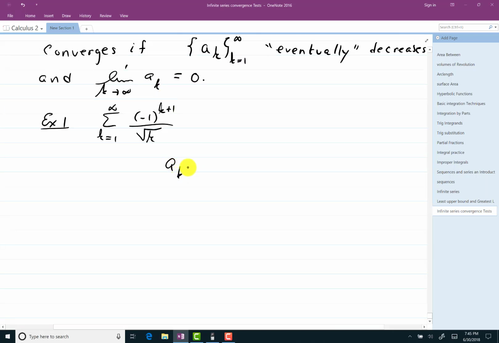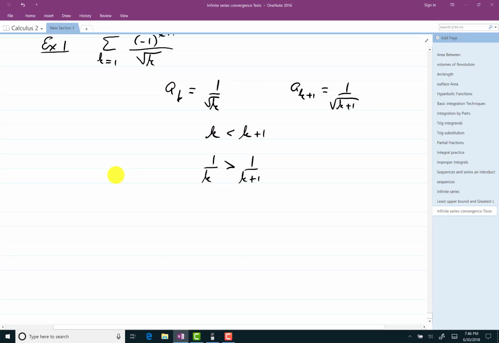a sub k equals 1 over the square root of k. a sub k plus 1 equals 1 over the square root of k plus 1. Well, we know this much. I know that k is less than k plus 1. k is, after all, a positive number. So 1 over k has to be greater than 1 over k plus 1.